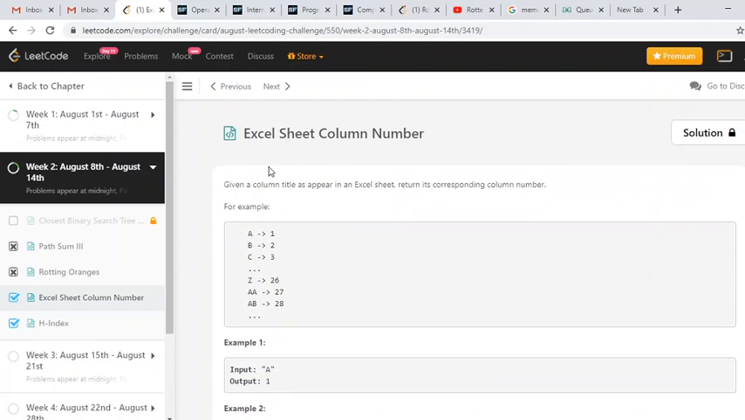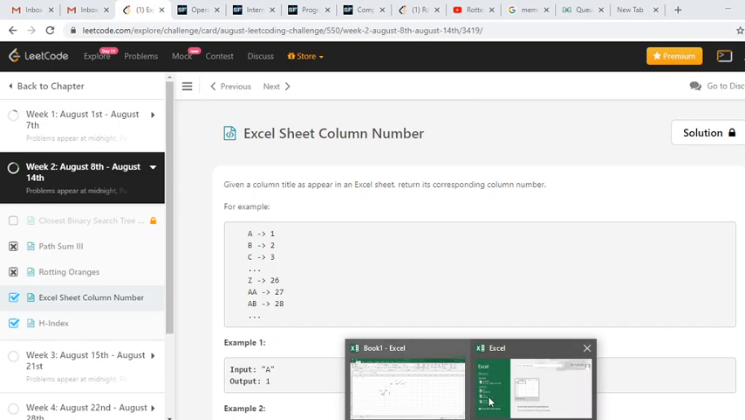Hi guys, today we have a problem. In this problem, we have to solve the problem known as Excel sheet column number. As we know, in an Excel sheet each column is represented as A, B, C, where A is represented by one, B is represented by two, C by three, as we can see in an Excel sheet.